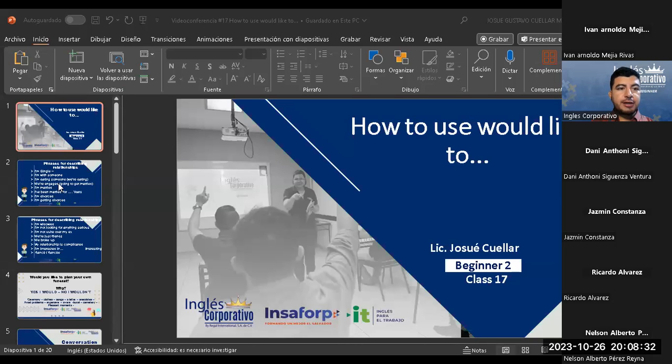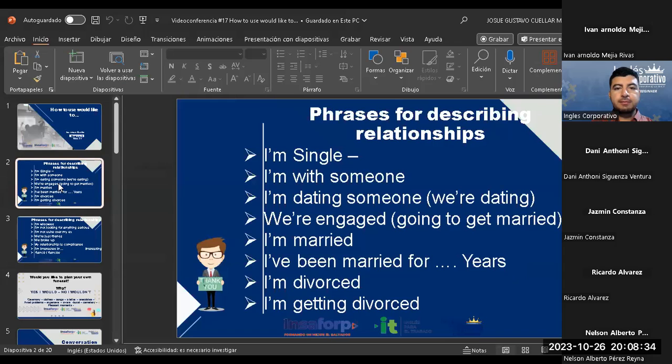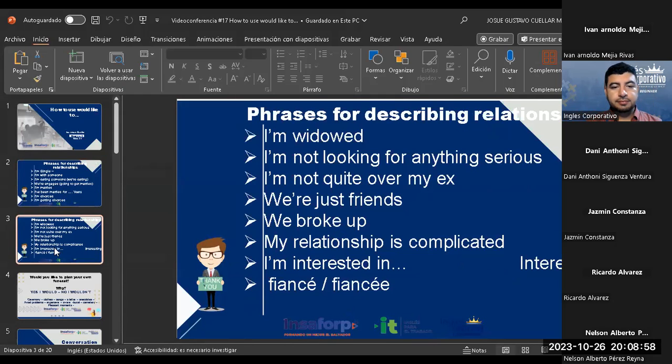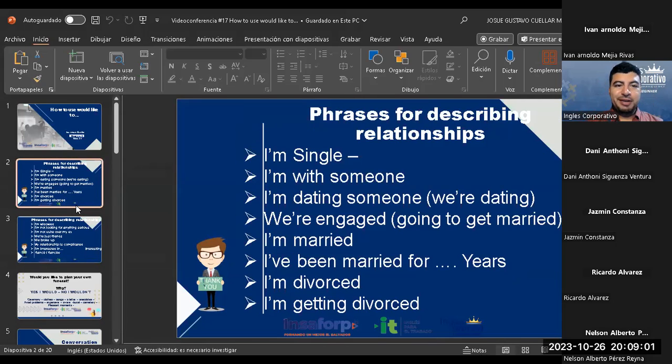So to start tonight, I'm going to check the attendance list, reviso la lista de asistencia. And here we have phrases for describing relationships, que son frases para describir las relaciones. Okay, so in this case, we have different options. Tenemos diferentes opciones. Number one is I'm single.